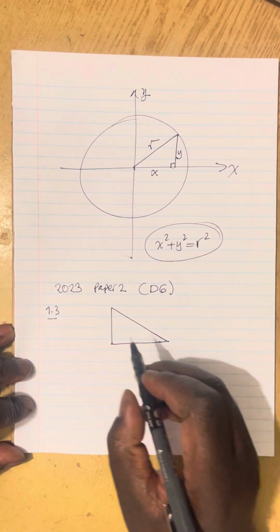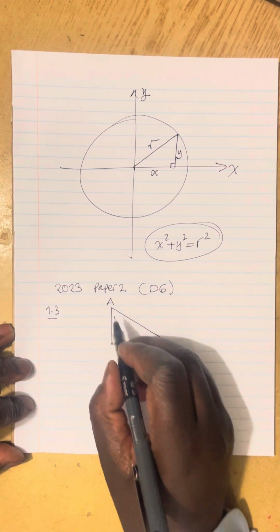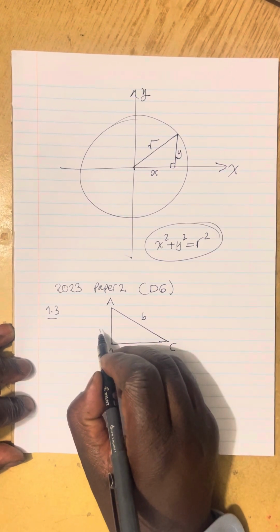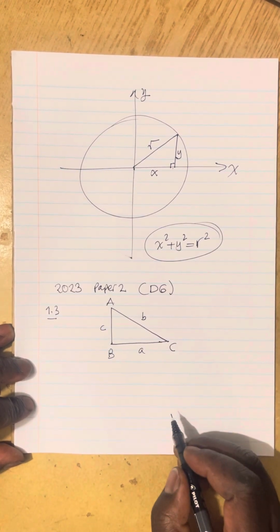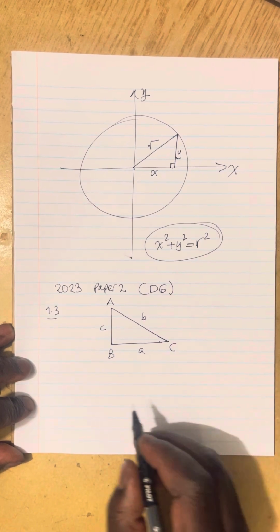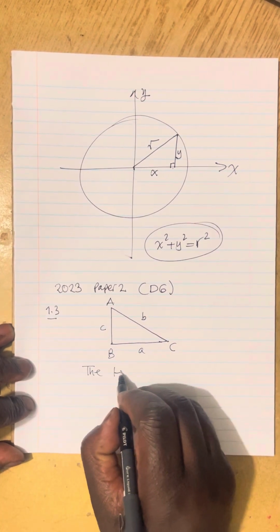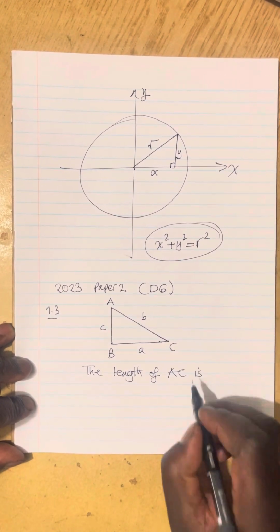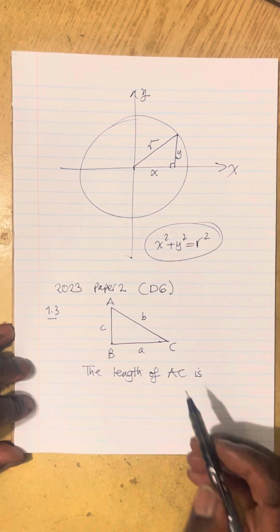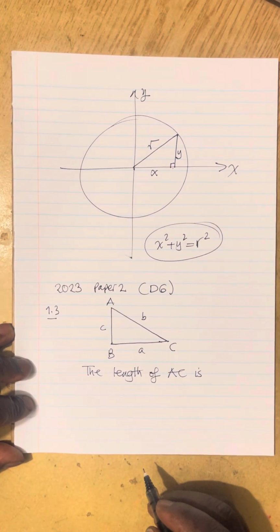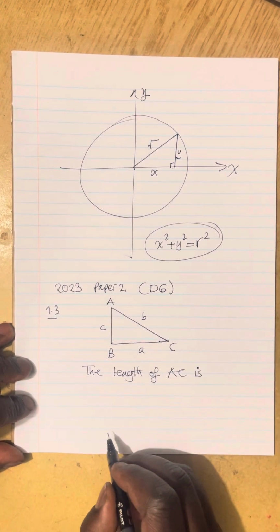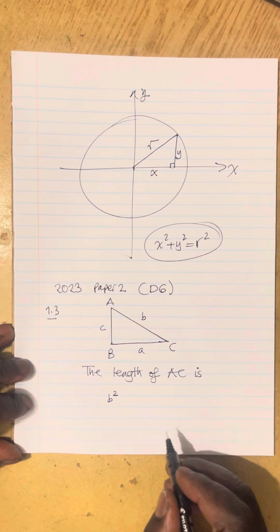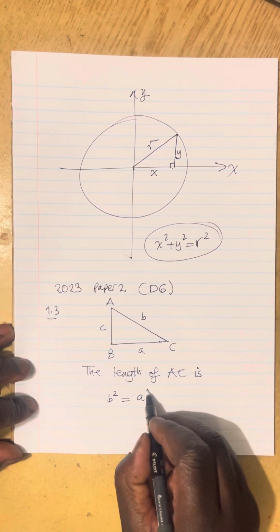It says this is the triangle. They have called it triangle A, B, C. They are saying this is B, this is C, and this is A. Those are sides. And then they say the length of AC is, now length of AC, your hypotenuse. Remember what we say, the square of the hypotenuse, which in this case they have given us as a small letter b, must be equal to the sum of the squares of the other two sides.